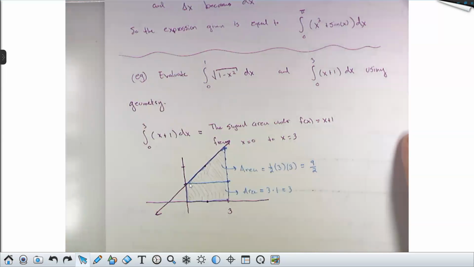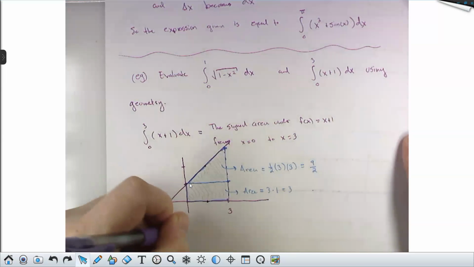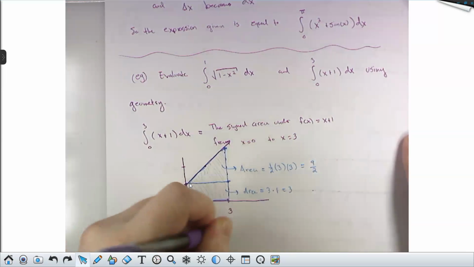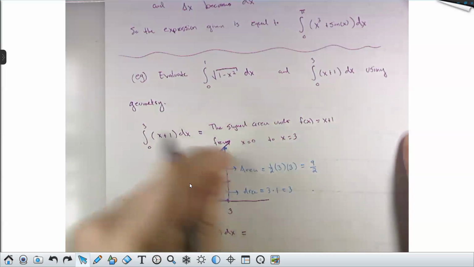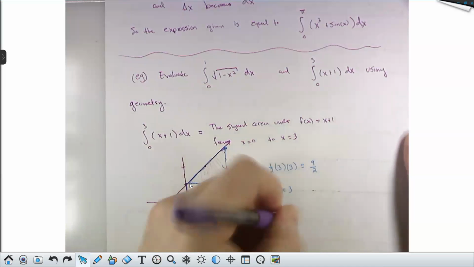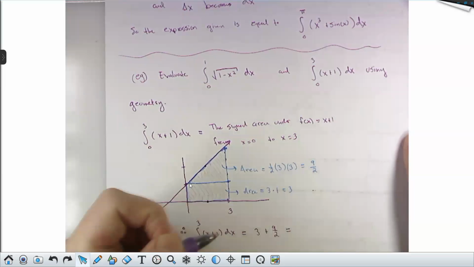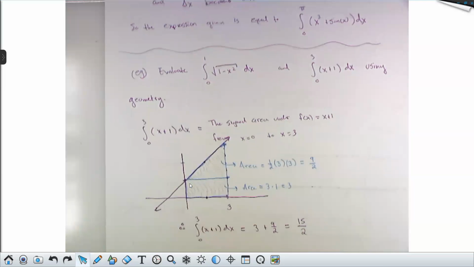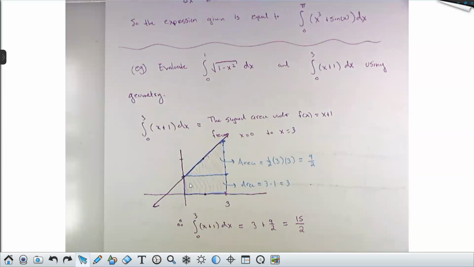Therefore, the integral from 0 to 3 of x plus 1 dx is equal to the total area in here, which is 3 plus 9/2, which is 6/2 plus 9/2, which is 15/2. This is not usually how we're going to evaluate integrals, but it is a useful trick from time to time. And it is a great way of checking whether you understand what the definite integral does. Questions about how we arrive at 15/2 here?